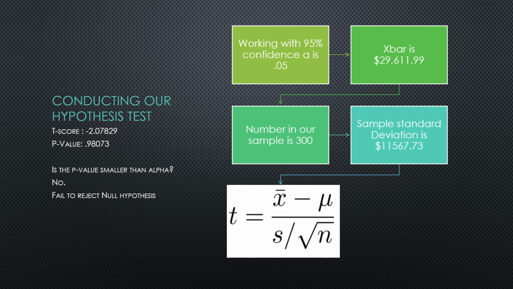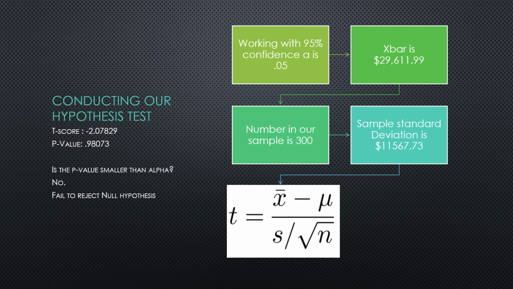Now, our next step is talking about the X bar. X bar is our sample mean. Going back to the data that we collected, the mean, the average amount of money borrowed by all the students who were surveyed, is $29,611.99, which could already be a sign that our alternate hypothesis isn't going to be able to reject our null hypothesis.